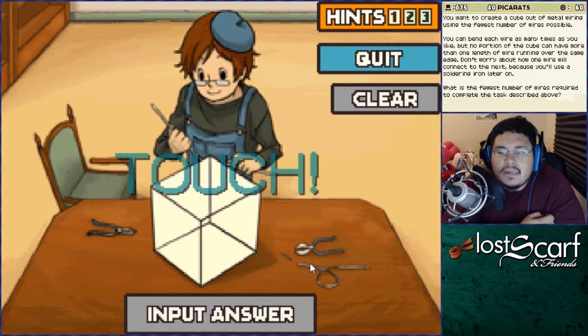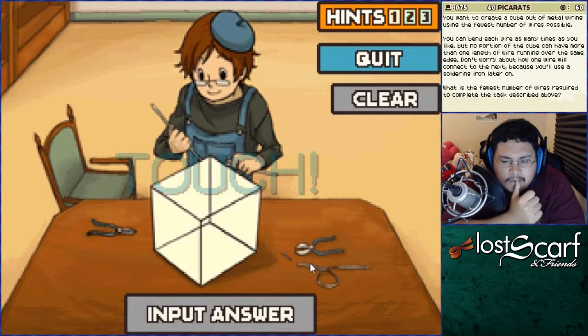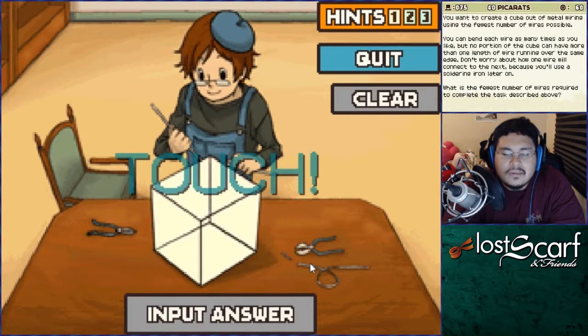Oh, okay. I think I get it. Over the same edge. So how would this work? Thinking in the mind's eye. By the way, is anyone else getting the optical illusion where you can't tell which side's the front of the cube? Or which side's the back? Because I'm getting that optical illusion right now.